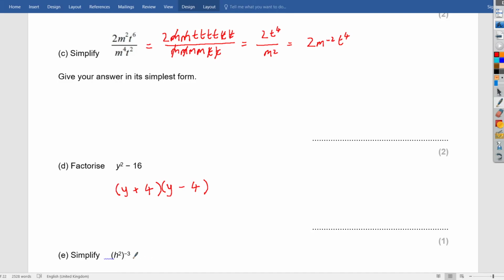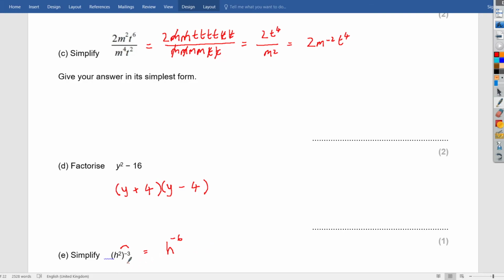Okay, last one. What you've got here is also one of the rules where when you've got two powers next to each other, separated by a bracket, you literally just multiply these powers. So that will be h, 2 times minus 3 is minus 6.